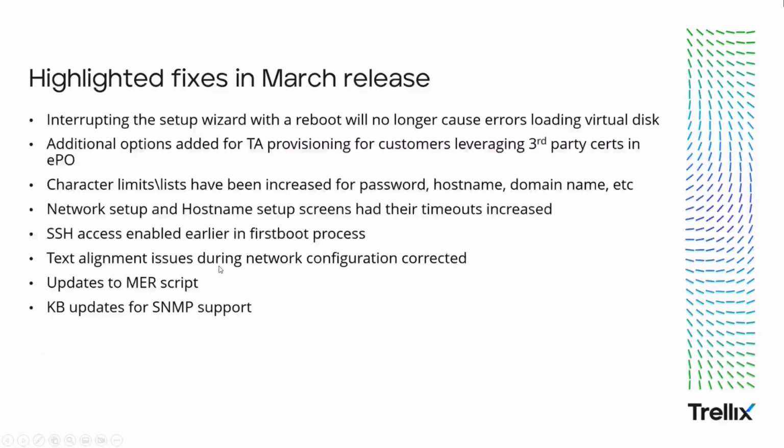And then the text alignment issues during the network configuration. The limited field width for IP address and subnet mask, et cetera, has been corrected. We've also included some new updates to the MER script that's included in the image. And we're going to be releasing a KB update for SNMP support. With this change to MLOS3, the existing article for SNMP no longer works because of all the library changes. So we're going to provide some instruction for that.